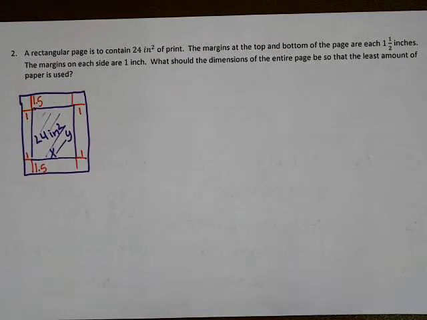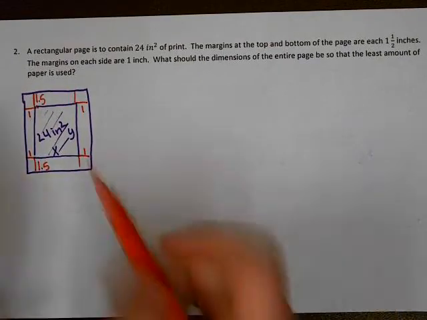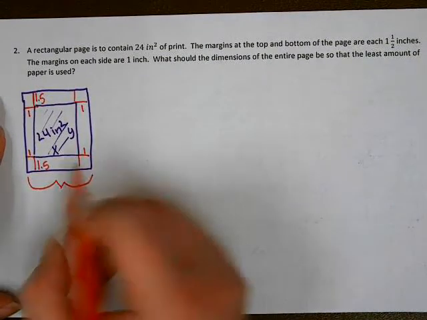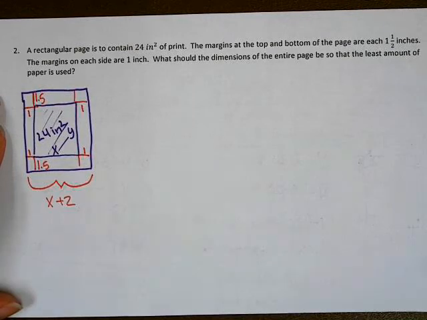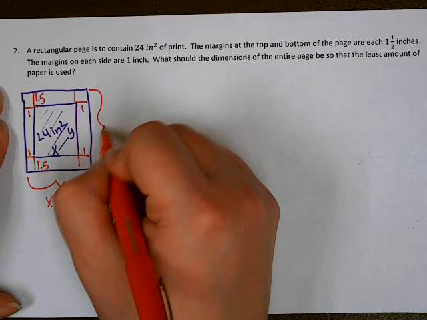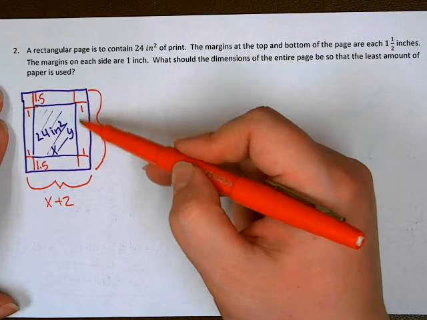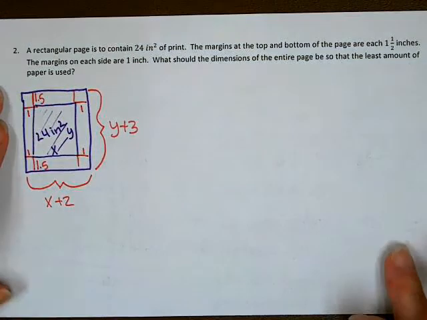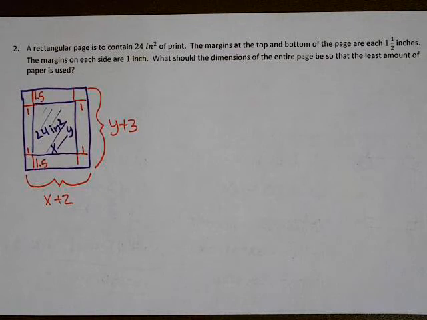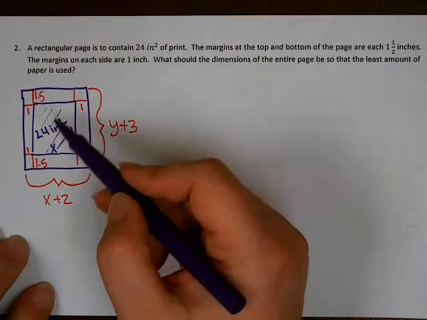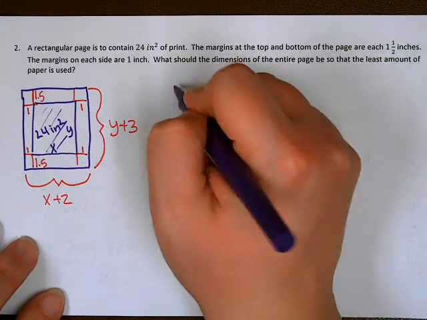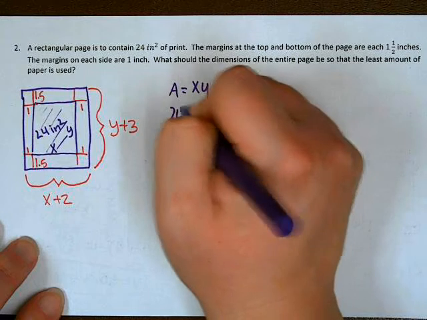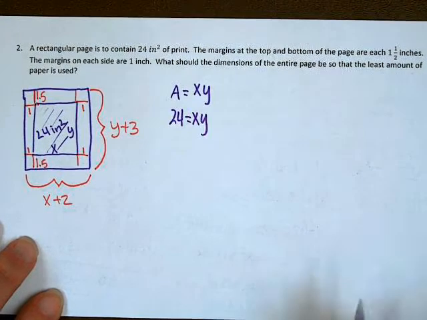Okay, so if I look at the dimensions of this paper then, it was X and I added 1 inch on either side. That means now this entire distance is X plus 2. And then the height here, it was Y and I added 1.5 inches, so this is now Y plus 3. Alright, so this is what my picture kind of looks like. And I know that my original area of this purple picture, whatever it is, was 24 inches. And I know that area is equal to X times Y. So I get 24 is equal to X times Y.